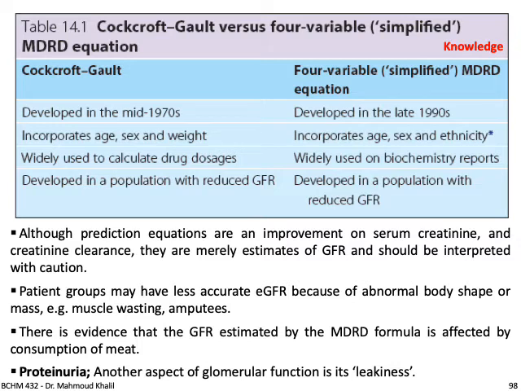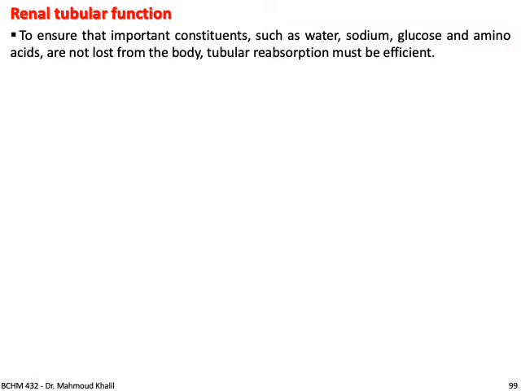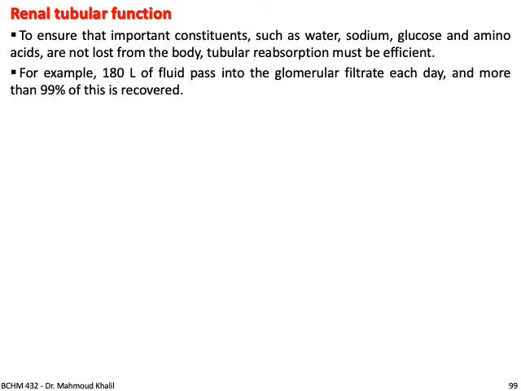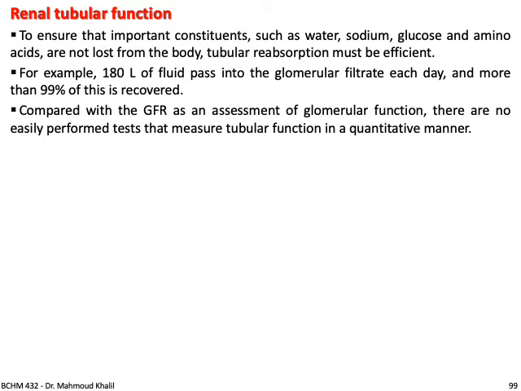Proteinuria, it's another aspect of glomerular function, is the leakage. So if we look at renal tubular function, to ensure that the important constituents such as water, sodium, glucose, and amino acids are not lost from the body, tubular reabsorption must be efficient. For example, 180 liters of fluid pass into the glomerular filtrate each day, and more than 99% of this is recovered. Compared with GFR as an assessment of glomerular function, there is no easily performed test that can measure tubular function in a quantitative manner. So it's harder to measure renal tubular function quantitatively.